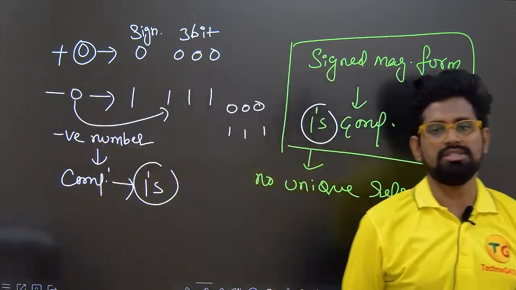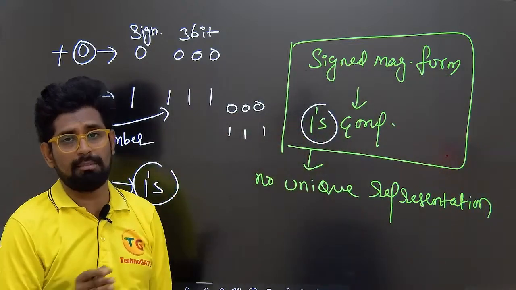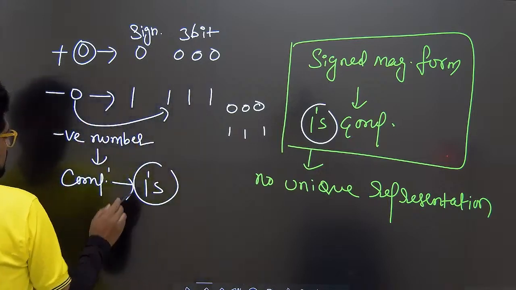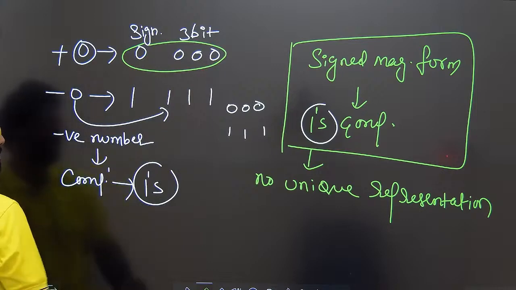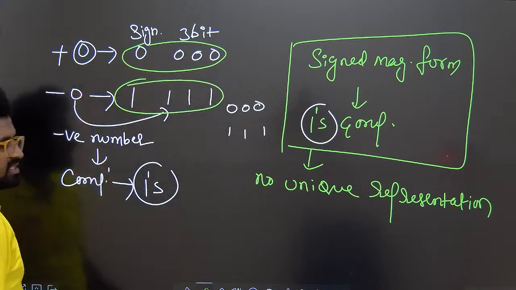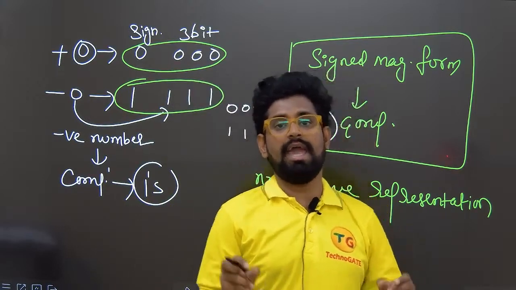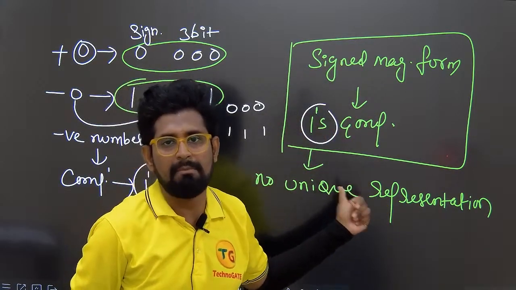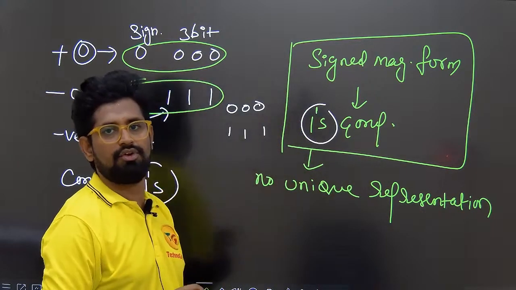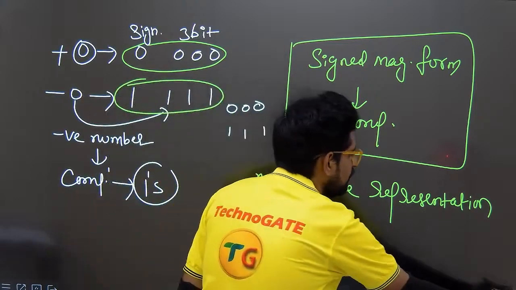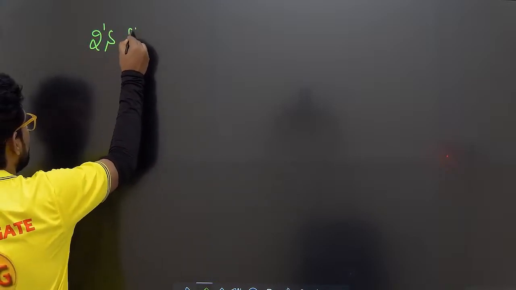Now what is the logic here? The logic is 1's complement. Then what is the drawback here? The drawback is plus 0 is taking one type of representation, and minus 0 is taking another type of representation. The same drawback follows. Different types of representation happen here. There is no unique representation. To overcome this, as I told you, we are going to study the 2's complement.